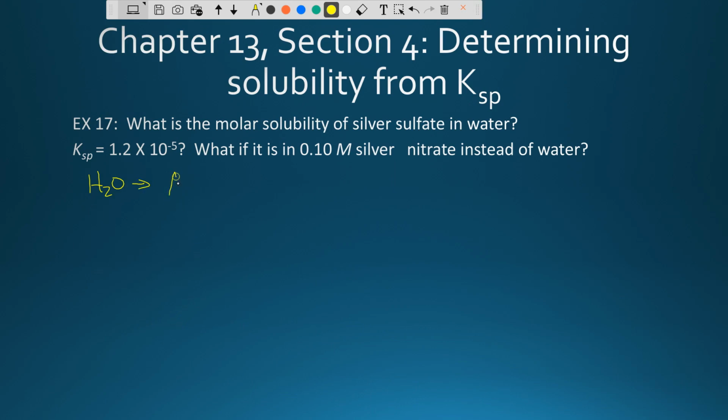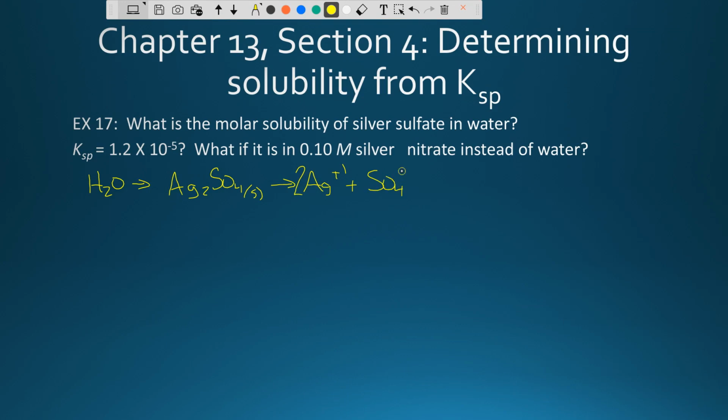We have silver sulfate. Silver, remember, is a +1 charge. Sulfate is a -2 charge. If I was going to write this out, this is going to be a solid, and I'll get my silver ion, +1, but notice I'll have to have two of those, won't I?